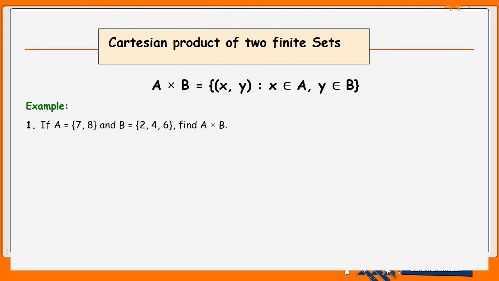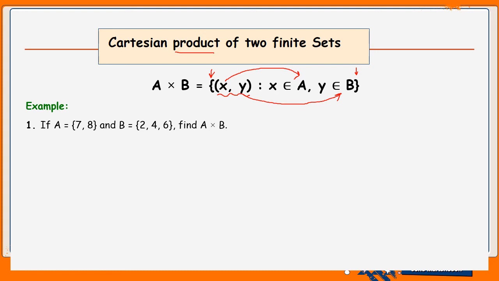Cartesian product of two finite sets. If we have the cross product A cross B, the product means multiply. A cross B equals the set of ordered pairs (x, y), where x belongs to the set A and y belongs to the set B. It means that A gives the first projection and B gives the set of the second projection.